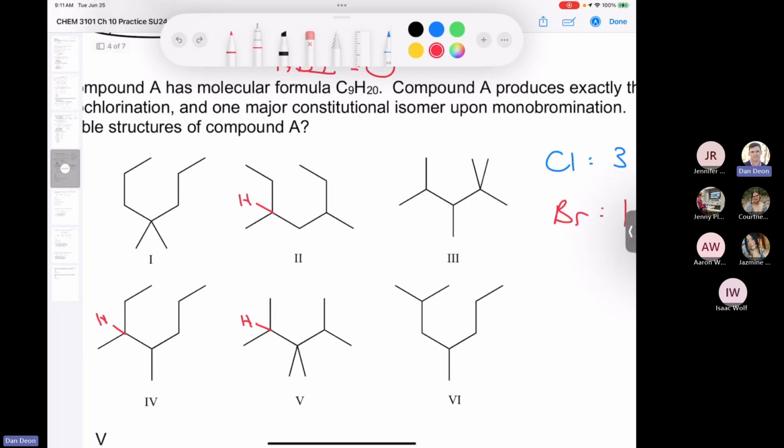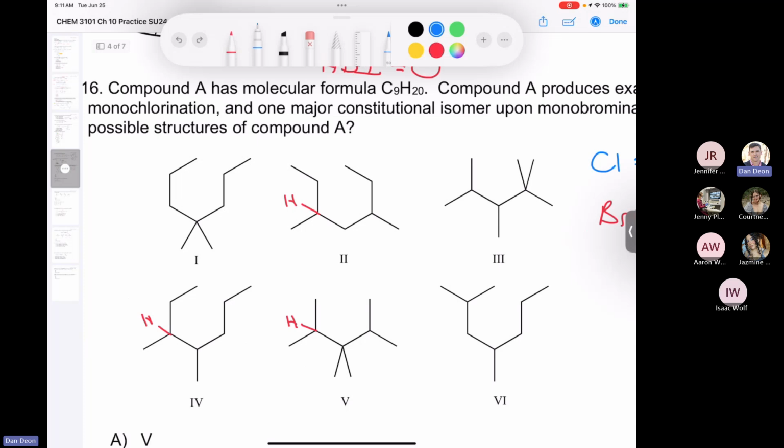Now, in terms of chlorination, where are places chlorination could occur? It could occur here. It could occur here. It could occur here. It could occur here, and it could occur here. So that's a total of 5 different places that chlorination could occur. So number 2 doesn't look like the right answer.